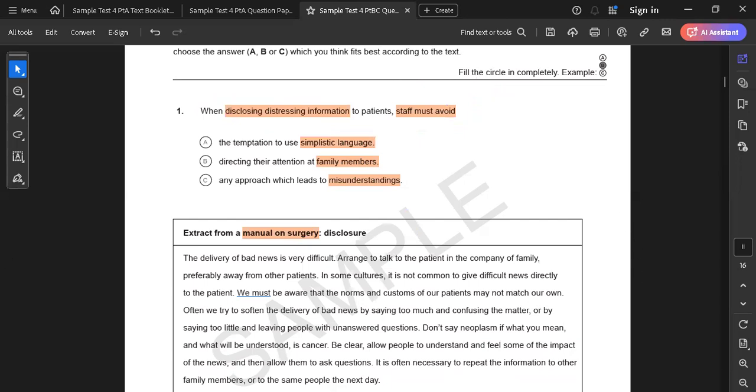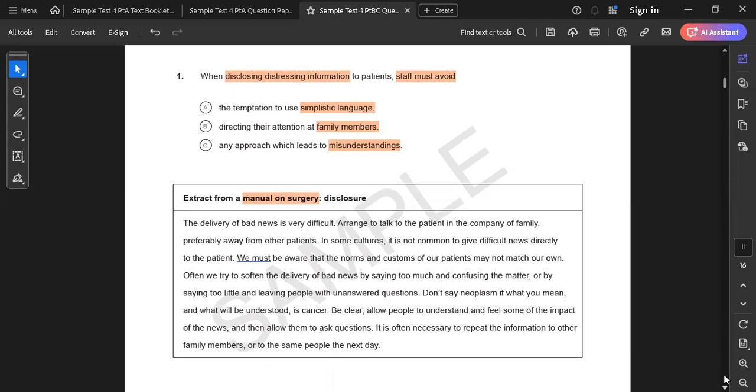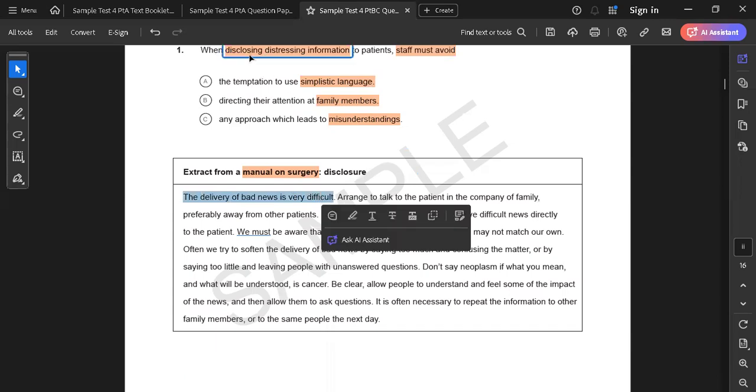Now you will go to the passage and you will focus on what staff must avoid. So the delivery of bad news is very difficult. So this is the same information like you're disclosing some distressing information to a patient. This is the same sentence here. Arrange to talk to the patient, but it's not about what you should avoid in the company of family. So you see, they are not talking about avoiding anything. Only words are matching, right? So that cannot be our answer if we see this one, because this is what you have selected.